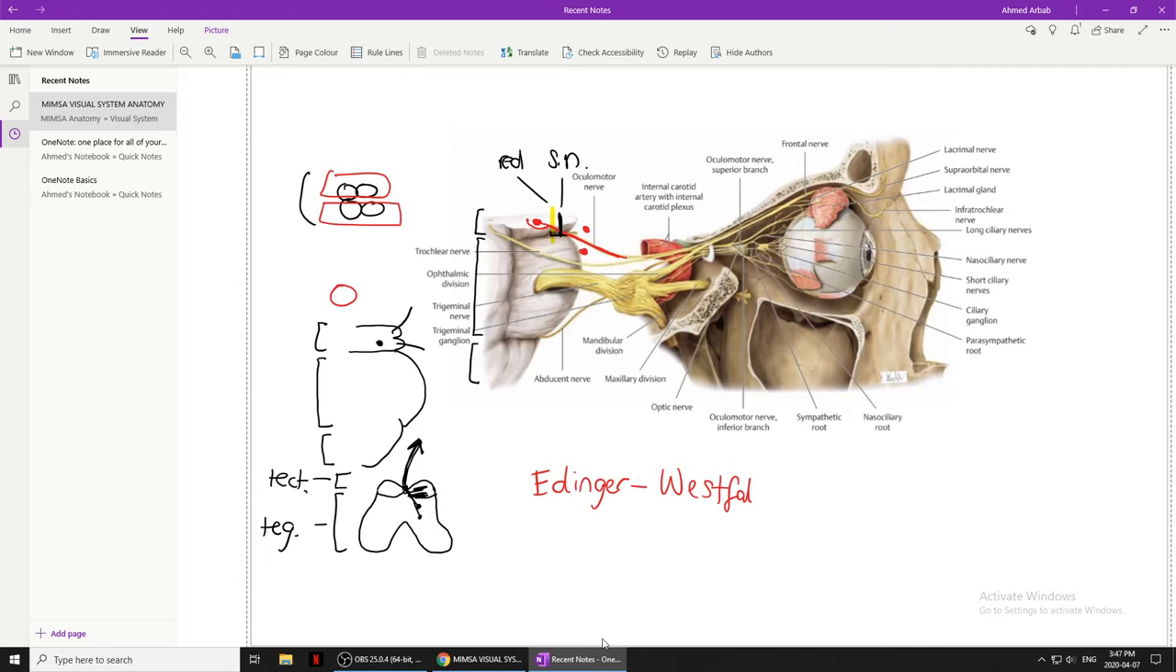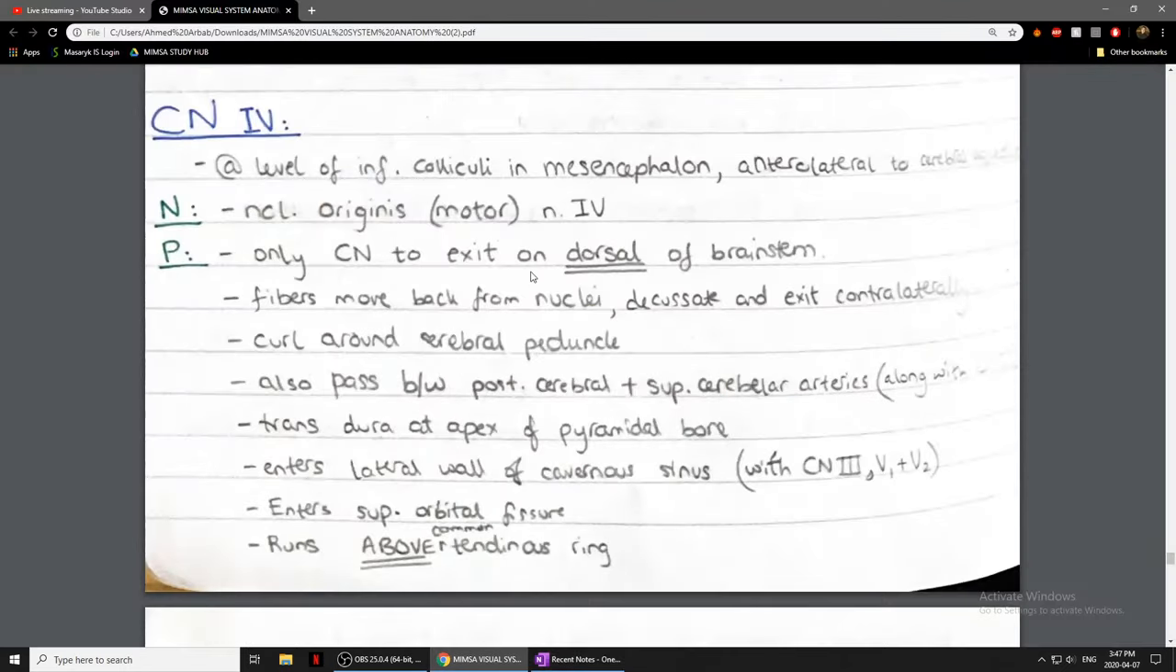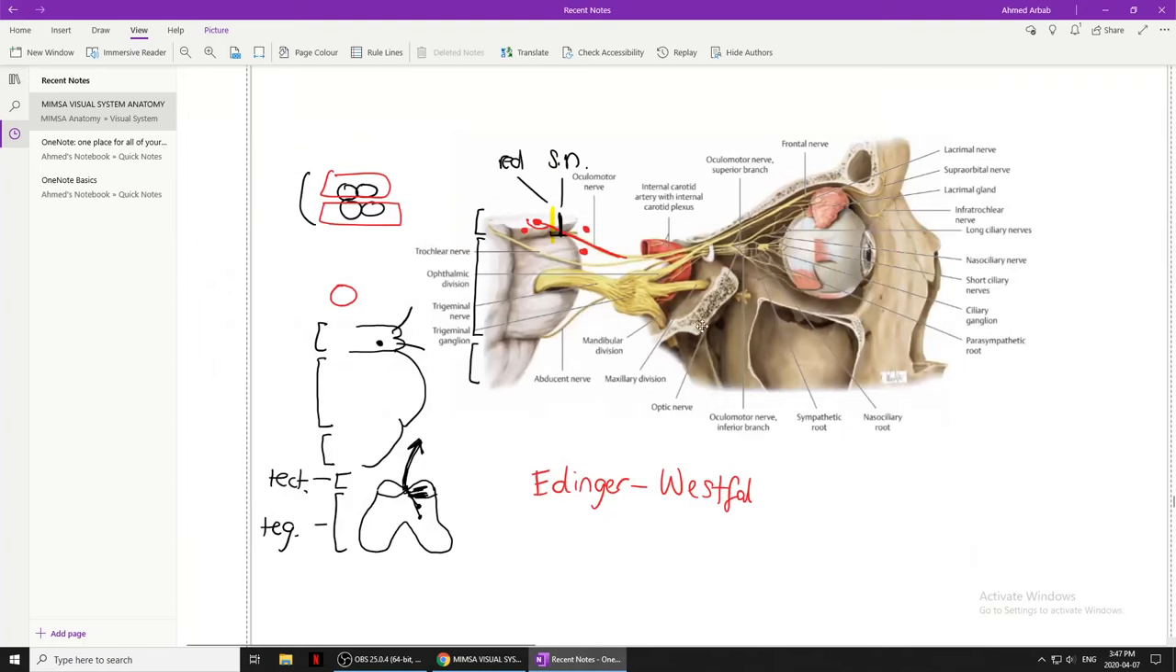So, at the level of the inferior colliculus, let me draw it in red on this one. Let's say just around here, the nucleus ergonis of the trochlear nerve. The fibers exit from it, and they exit dorsal to the brainstem. They move backwards, exit on the backside of the brainstem, and then they go down as this fiber, and they become the trochlear nerve.